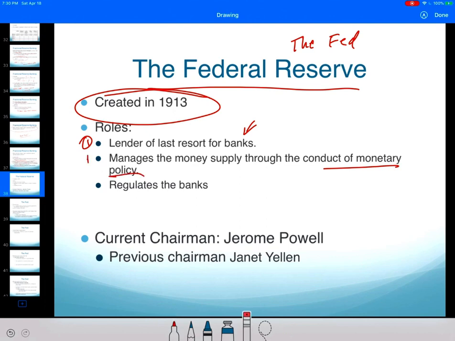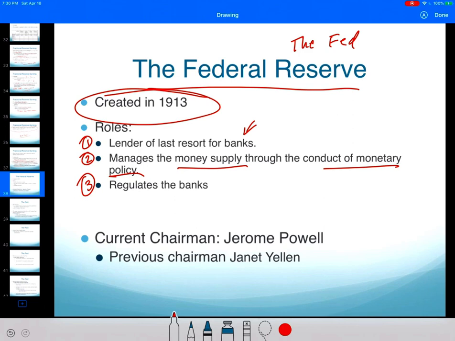And this is what we'll spend most of the subsequent videos on, what we call monetary policy. That's two: they manage or control the money supply through monetary policy. And the last aspect is they regulate the banks. They are the regulators of the banks. So if banks start to do nefarious things, the Fed is the entity that is supposed to step in. For example, when Wells Fargo created a bunch of bogus accounts for its account holders to inflate sales numbers, they got in trouble. And it was the Fed that punished them.